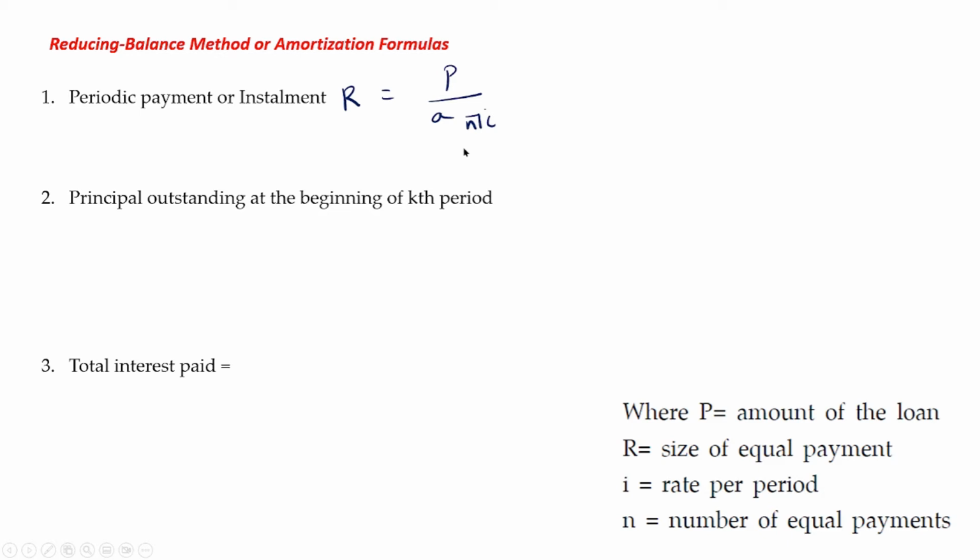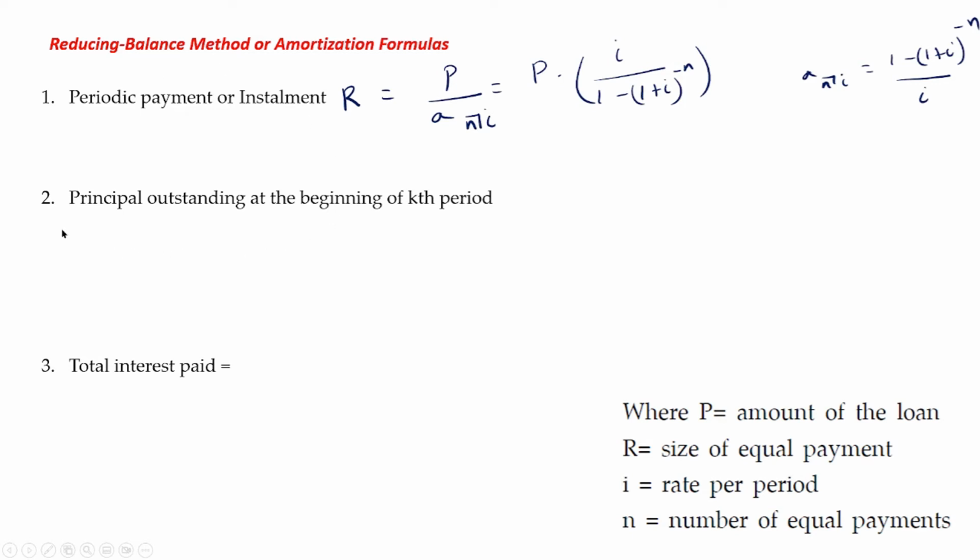This is nothing but the present value annuity factor. This is calculated as 1 minus (1 plus I) the whole raised to minus N, upon I. Or it is P into I upon 1 minus (1 plus I) the whole raised to minus N, the reciprocal of this, where P is the amount of loan, I is the rate per period, and N is the number of equal payments. So this is the formula we have to use if we are asked to calculate EMI using the reducing balance method.